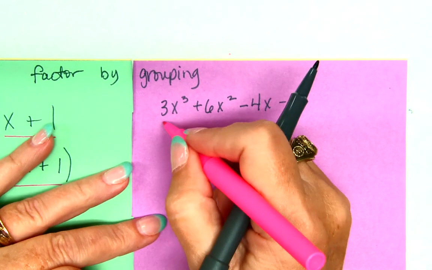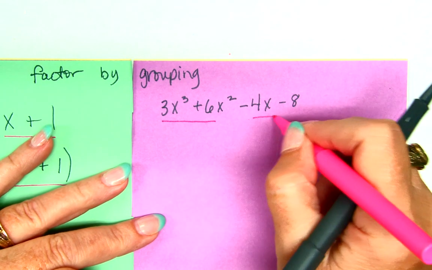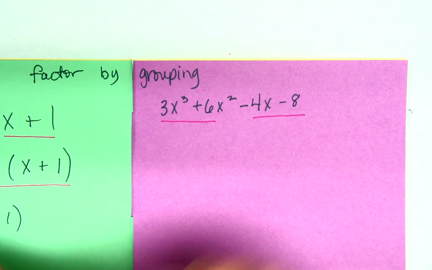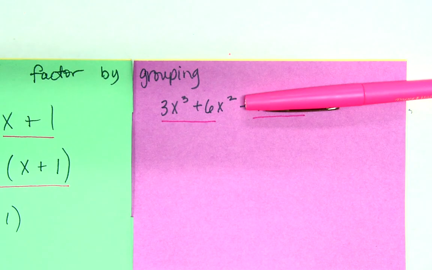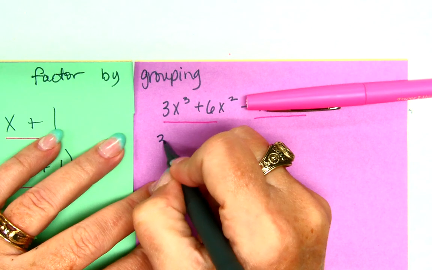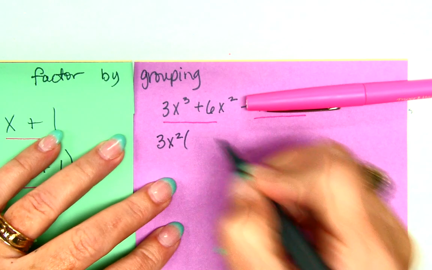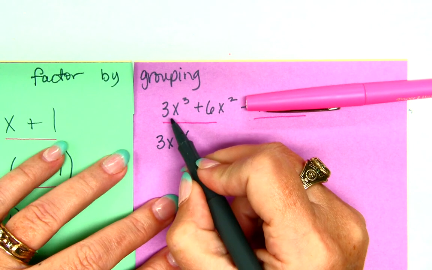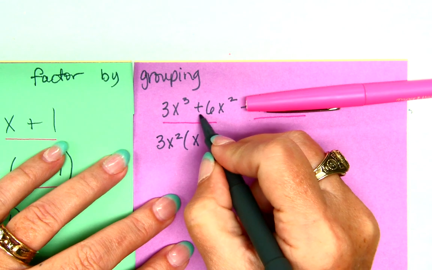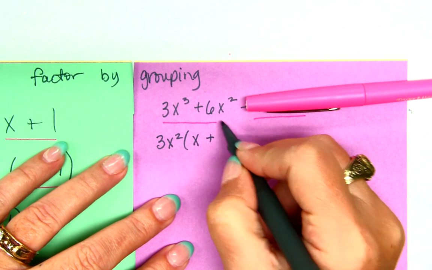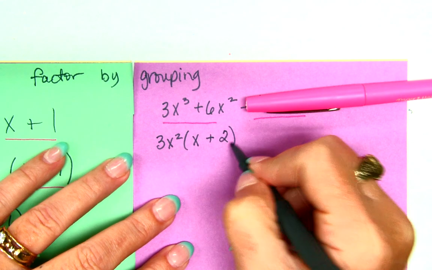So I'm going to group the first 2 together, and I'm going to group the second 2 together. Okay? What's common in the first 2 terms? 3x squared. Does that make sense to everyone? Everybody okay with that? So if I factor out a 3x squared, what's left? x plus 2. Everybody okay with that?